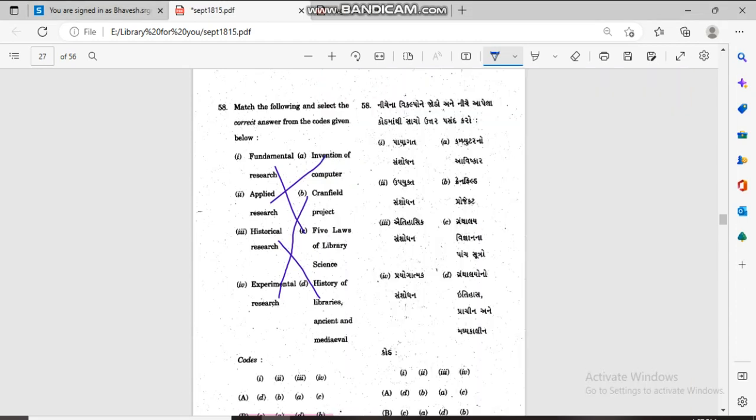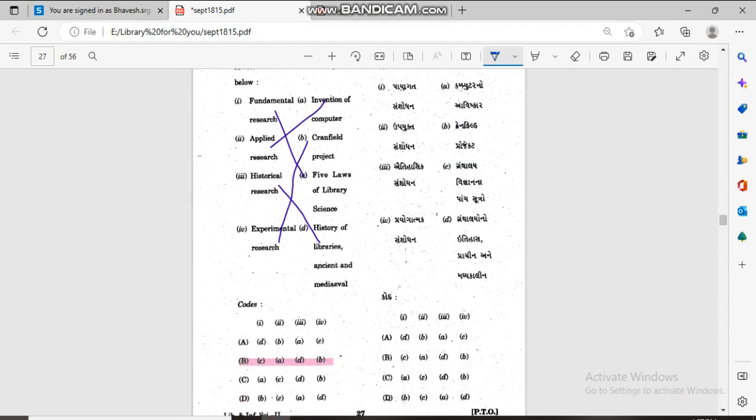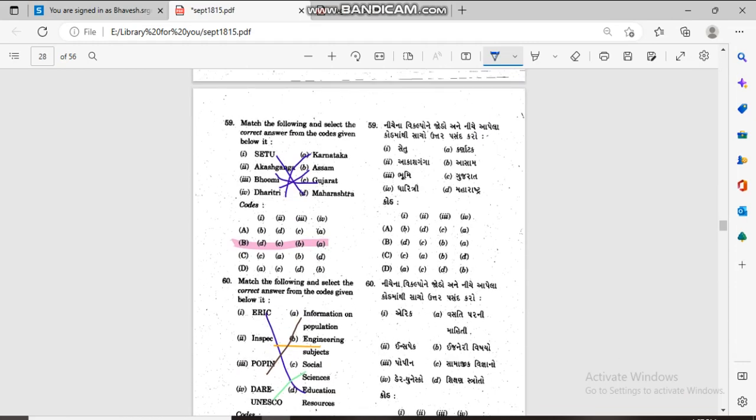Match the following. Fundamental research is the five laws of library science. Applied research, invention of computer. Historical research, history of libraries, ancient and medieval. CRAMPIL project is the experimental research.